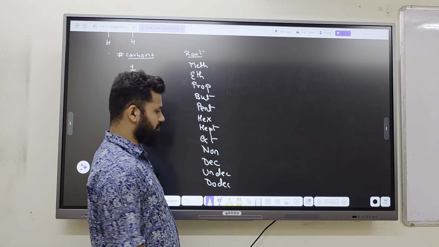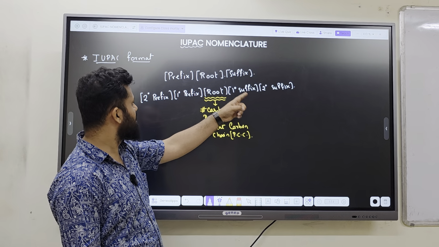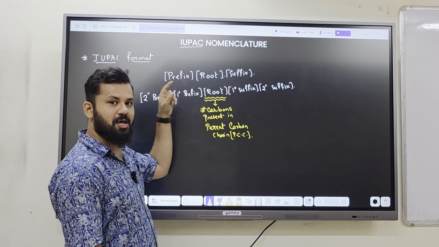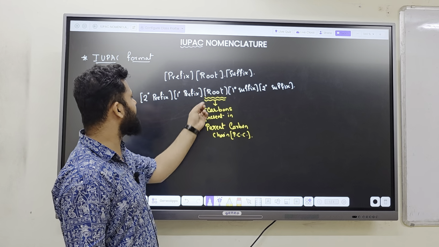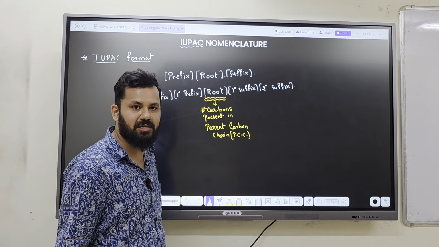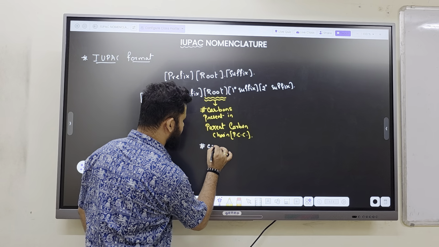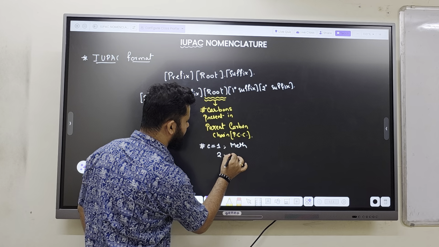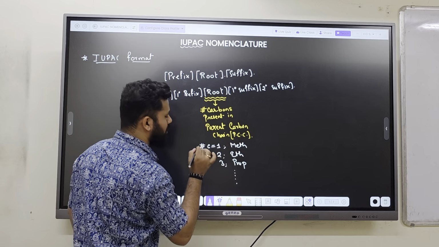All right, let us come back to our format. The format is divided into 3 parts: prefix, root, suffix. Prefix is further divided into secondary prefix and primary prefix. Likewise, suffix is divided into 2 parts, primary and secondary. We are right now focusing on the root part. The root part tells us how many carbons are present in a parent carbon chain. For example, if the number of carbons is 1, the root becomes meth. If it is 2, it becomes eth. If it is 3, it becomes prop, and so on.